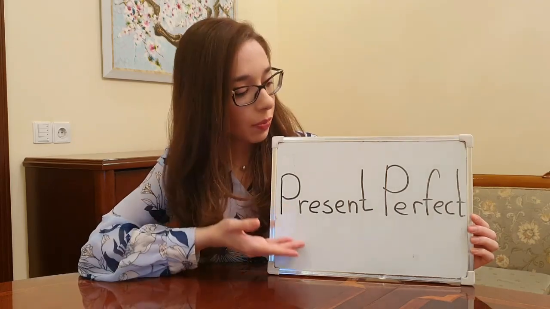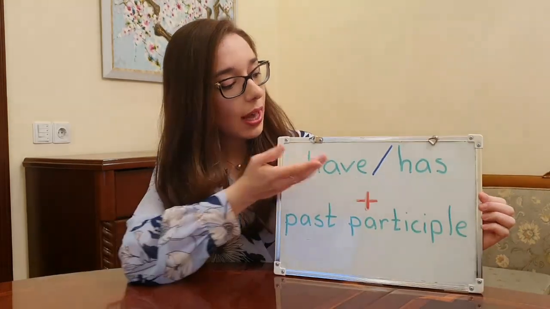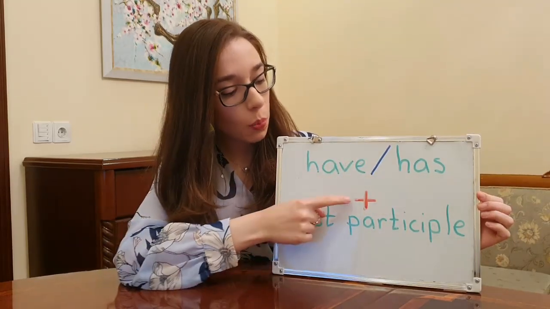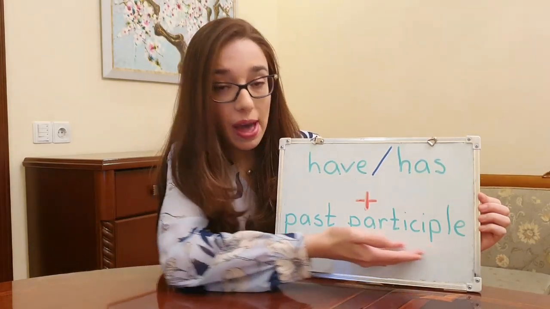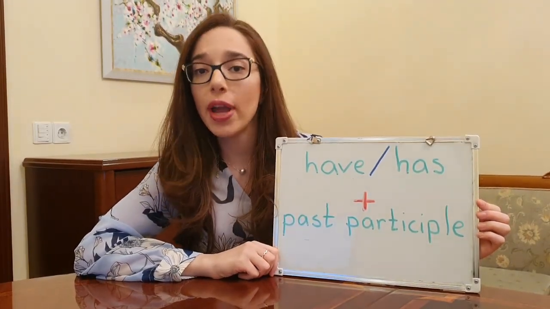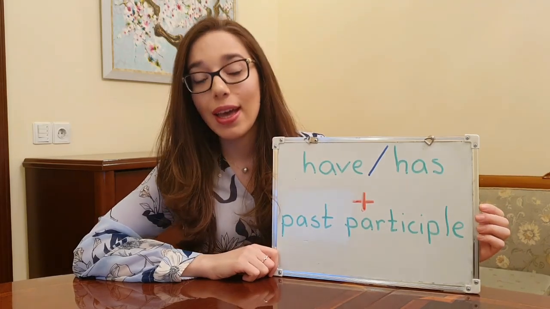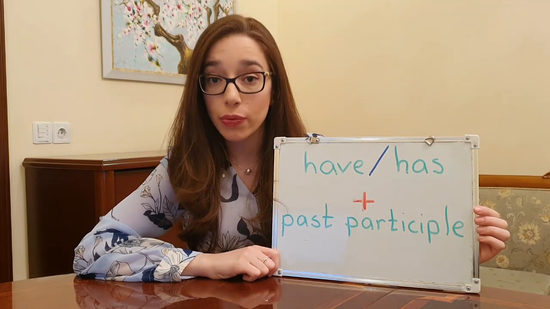How do we form the present perfect? We form it with the help of have or has plus past participle. We make the past participle by adding -ed to regular verbs. And again, we also have some completely irregular verbs.